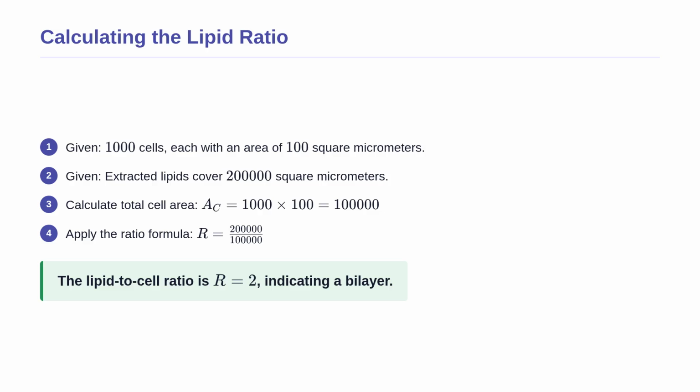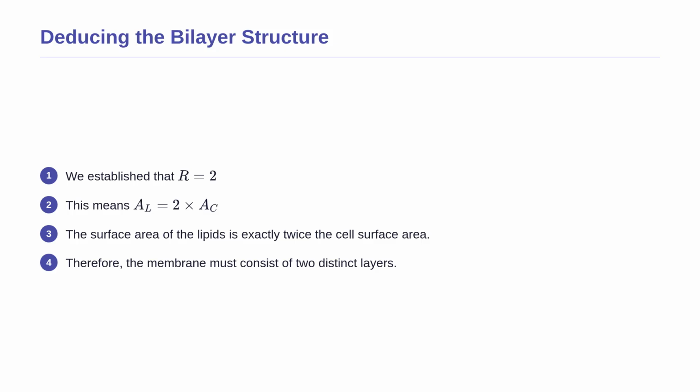First, we find the total surface area of all original cells by multiplying 1,000 cells by 100 square micrometers, giving 100,000 square micrometers. Next, we divide the total lipid area, 200,000, by the total cell area, 100,000. The math simplifies perfectly to a final answer of 2. This physical result means there is exactly enough fat to wrap around the cell twice. So we have proven that the ratio equals 2.